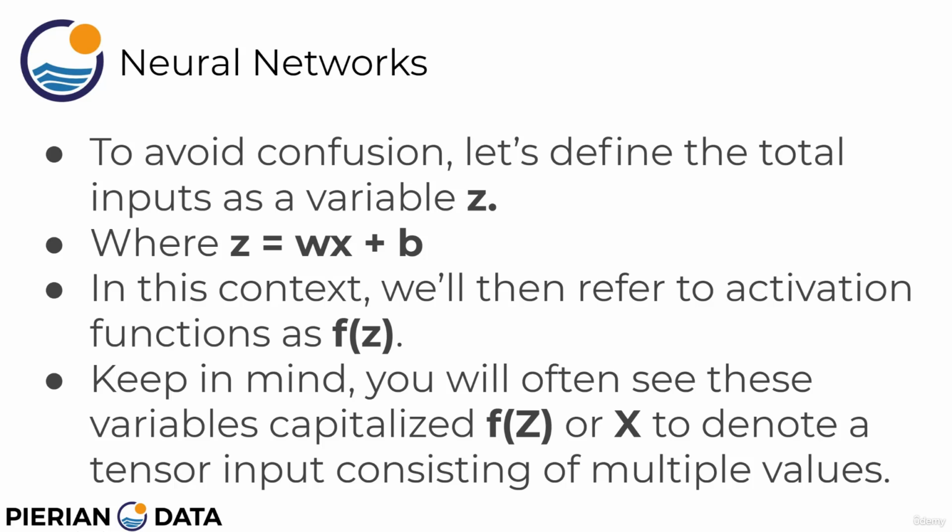So in this context of a neural network, passing in the inputs times the weight plus the bias into an activation function, I'm really going to pass in that z term into the activation function. Keep in mind you often see these variables capitalized in the literature, such as a function of capital Z in regards to some capital X, to denote that instead of a single X input, you actually have a tensor input consisting of multiple values, which means Z is also a tensor, which means you have a tensor of weights, etc. So don't get confused by the capitalization you may see if you're reading some books.